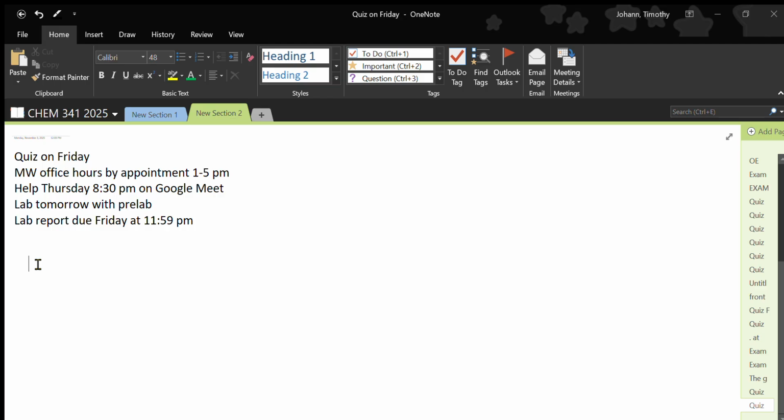Questions on what we're doing, where we are? Nope. Okay. So last time we talked about the Michaelis-Menten constant, not constant, but the Michaelis-Menten equation.